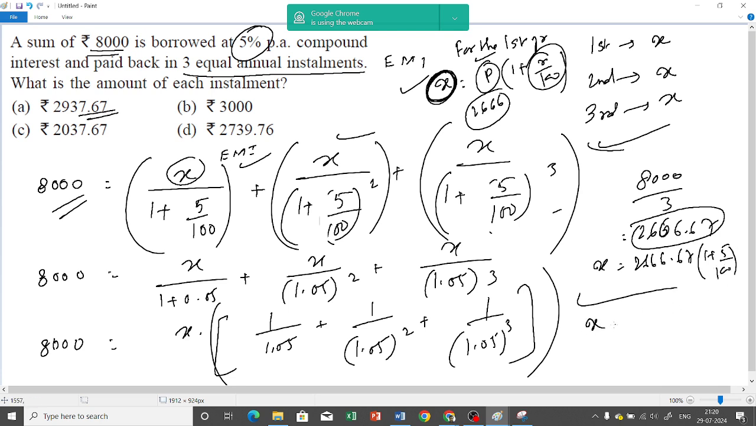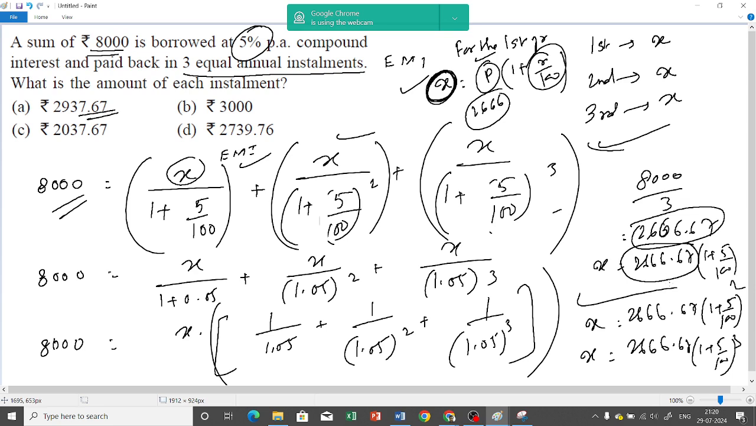For the second year, again you are going to pay x only, but this time it is going to be 1 plus 5 by 100 whole square. Again in the third year, you are going to pay x only, into 1 plus 5 by 100 whole cube. Now from this formula I am making x the subject.